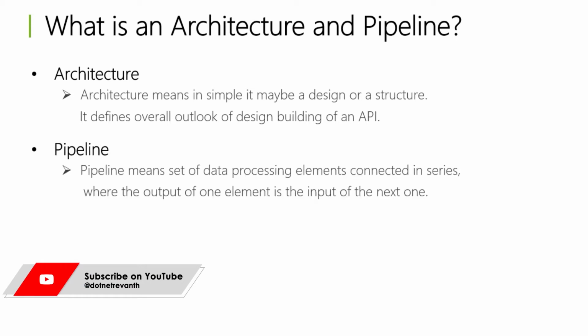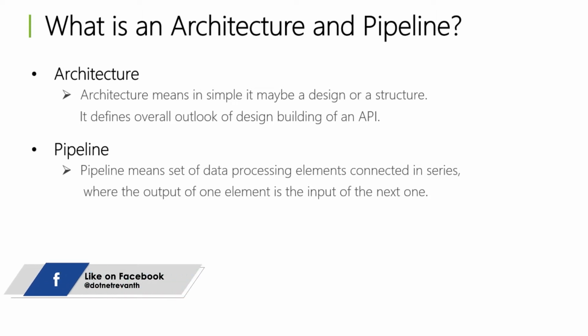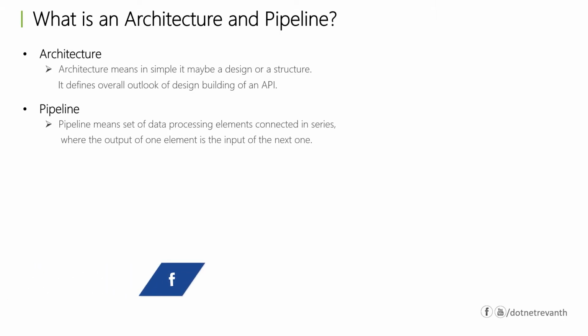Pipeline means a set of data processing elements connected in series, where the output of one element is interlinked and will be the input of the next one. We will discuss more details about the architecture and pipeline in a moment. So what are you waiting for? Let's get started.